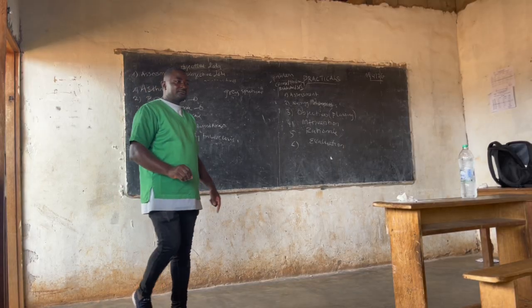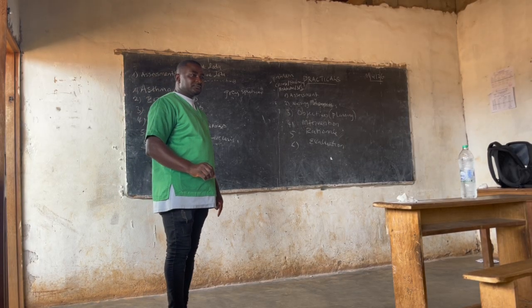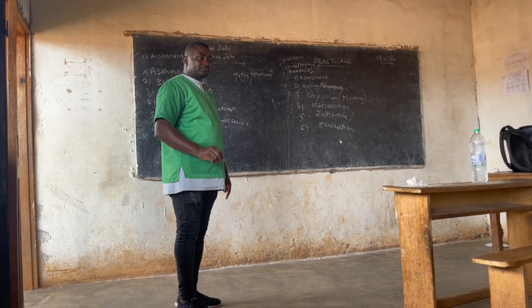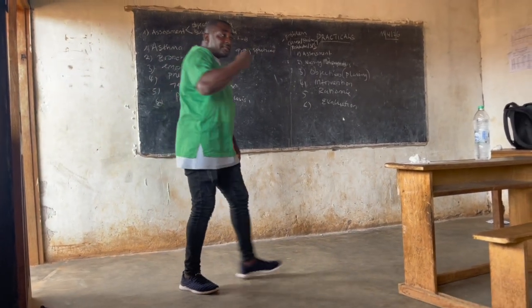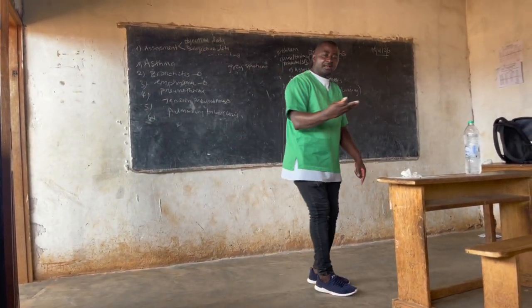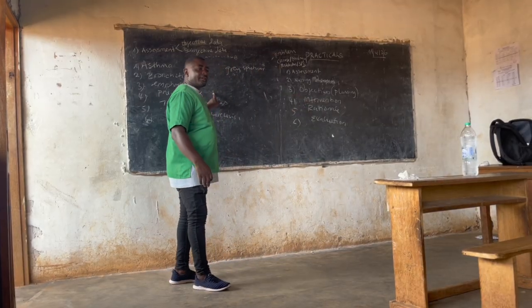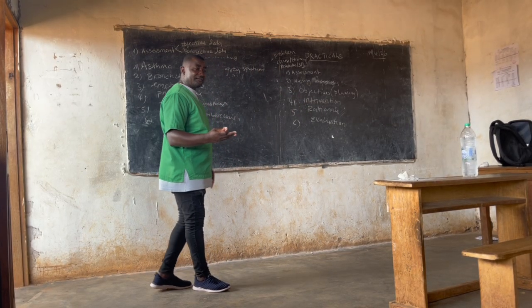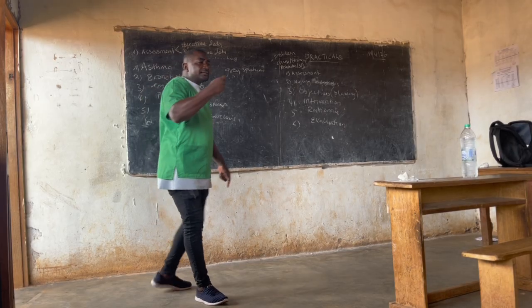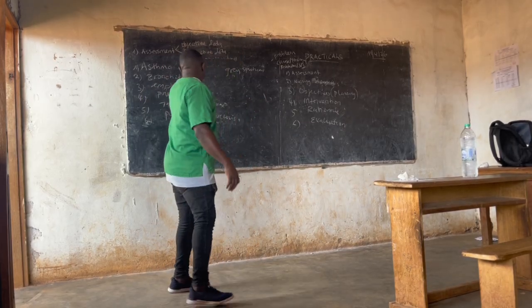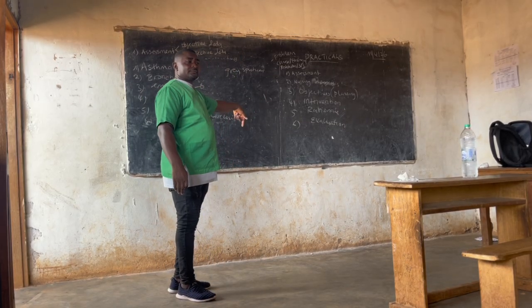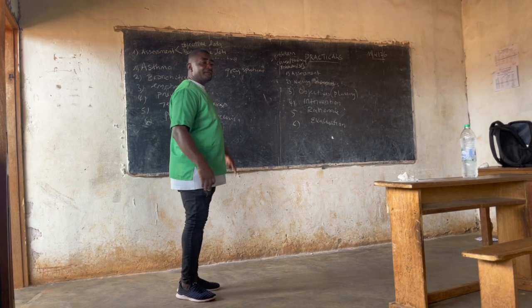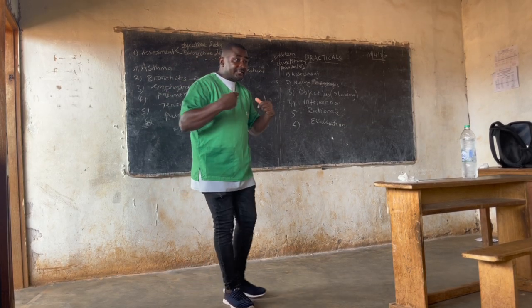Now, emphysema. What's emphysema? It is the destruction of the alveoli. Since the alveoli have been destroyed, it reduces the level of gaseous exchange. That's emphysema. Now, what is the cardinal sign of emphysema? The cardinal sign of emphysema is barrel chest.